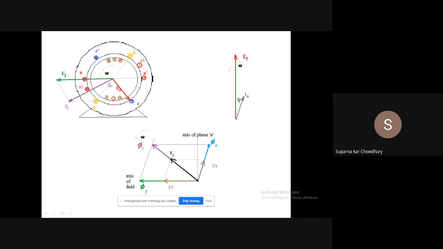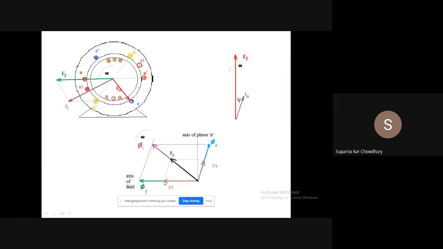So the armature reaction MMF and the resultant MMF will be along the axis of this coil. The armature reaction MMF will be Fa along this coil, and the resultant will be Fr. Similarly, if we draw this in the conventional way with omega in the counterclockwise direction, this is Ff and this is Fa.